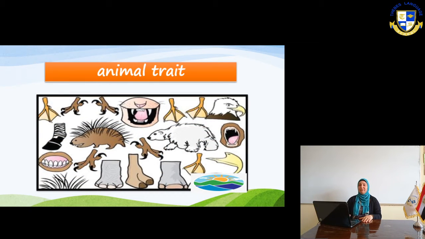Here is a picture in front of you. You can see some animal traits. A trait is a key characteristic of one animal. If you see these features or parts of the animal bodies, you can recognize which animal it is. You can recognize the foot of the camel, the teeth of the lion, the thorn of the hedgehog, the foot of the zebra, right? So this is a characteristic for each animal.